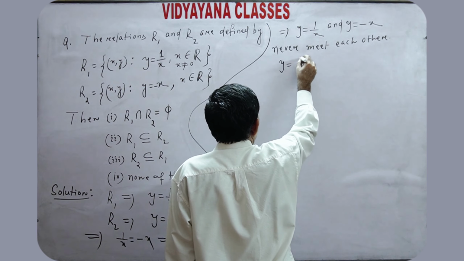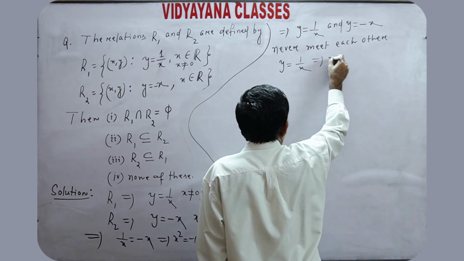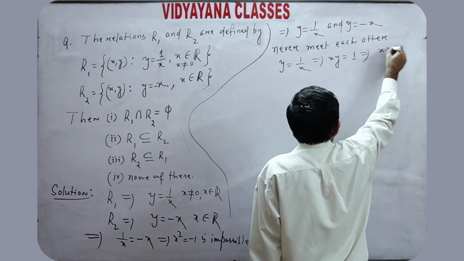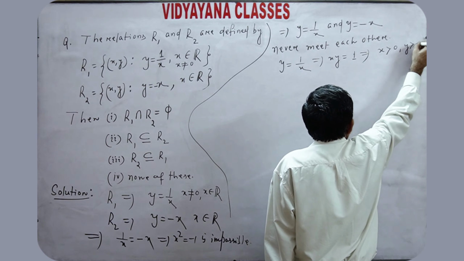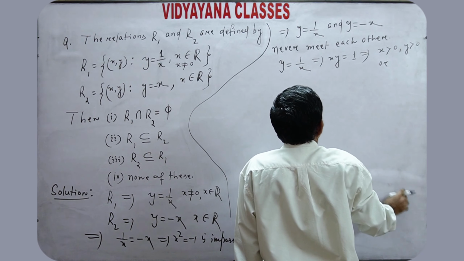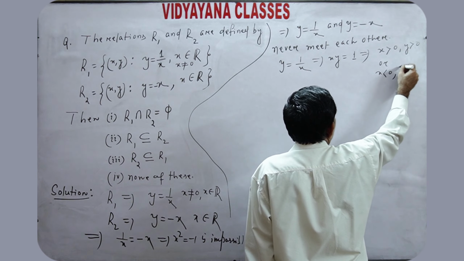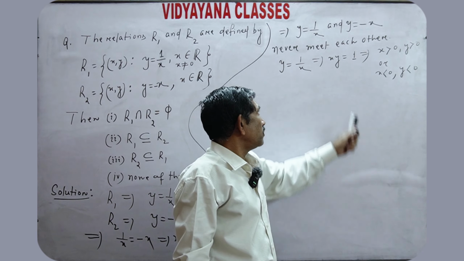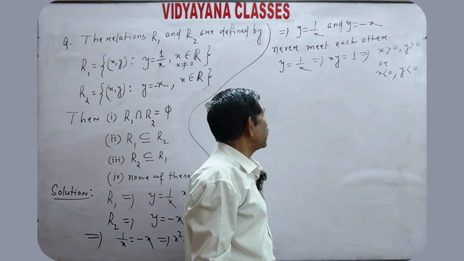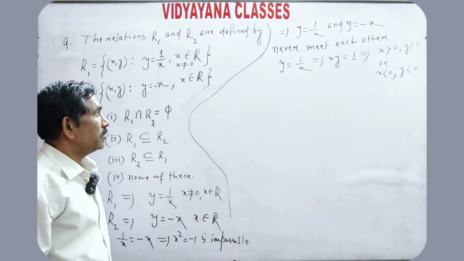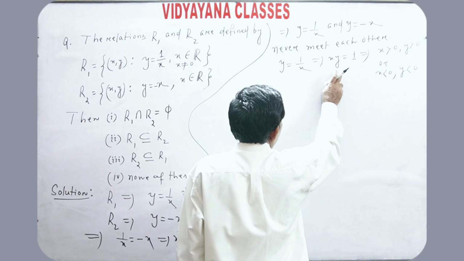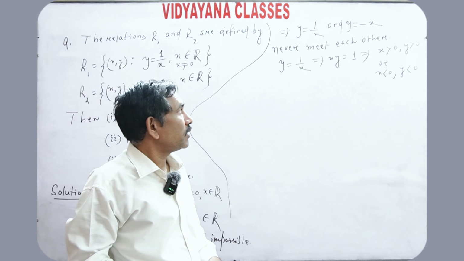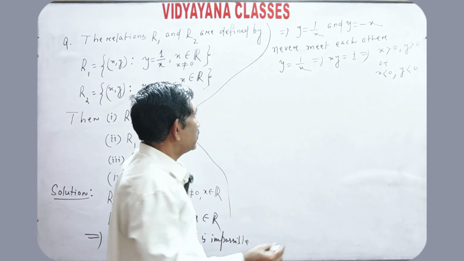y is equal to 1 by x. That means xy is equal to 1. This implies x greater than 0, y greater than 0, or x less than 0, y less than 0. The product is 1. Both x and y are positive or both x and y are negative. So the graph of the function y is equal to 1 by x lies in the first quadrant or in the third quadrant.